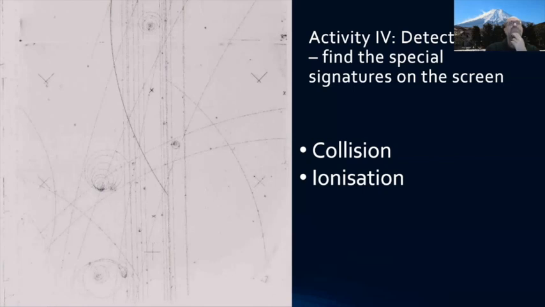So the ionization are the spirals again? Yes, this is always ionization if you see those spirals. Perfect. And can you find a collision between two particles?